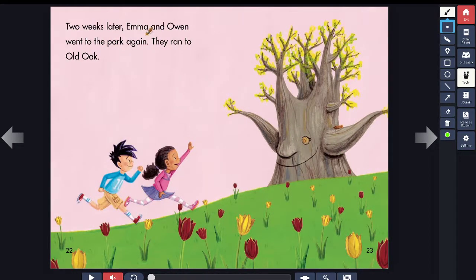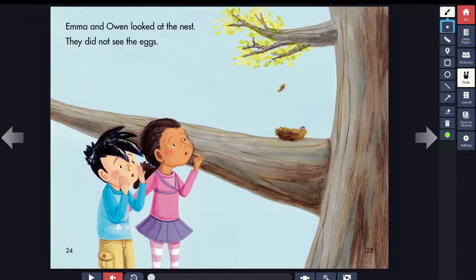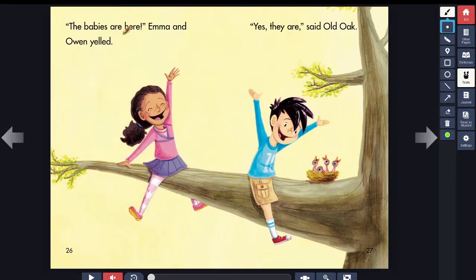Two weeks later, Emma and Owen went to the park again. They ran to Old Oak. Look at how different the tree looks now. Emma and Owen looked at the nest. They did not see the eggs. Ooh, look at here. It's giving us a little picture of what they're going to see. What do you think they're going to see? I think you might be right. "The babies are here!" Emma and Owen yelled. "Yes, they are," said Old Oak.